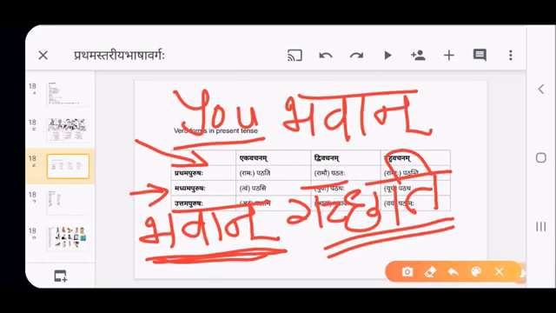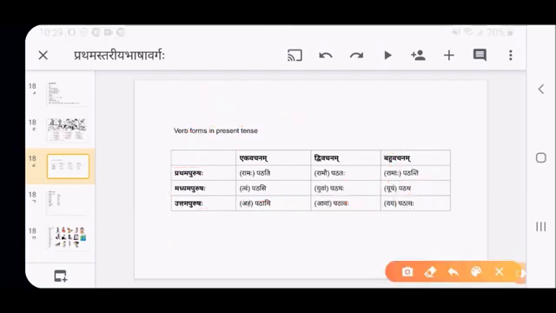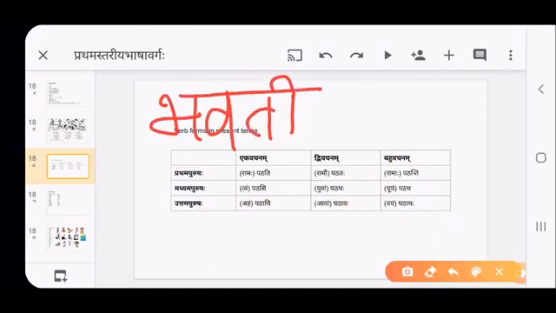Like how I say he goes, you go. That kind of present tense, or you are going. Both are the same thing here. Bhavan gacchati. Similarly, if it is a female, then we use bhavati. And again, the interesting thing about this bhavati word is that it means you in the female sense, but it takes the prathama purusha ekavachana form.